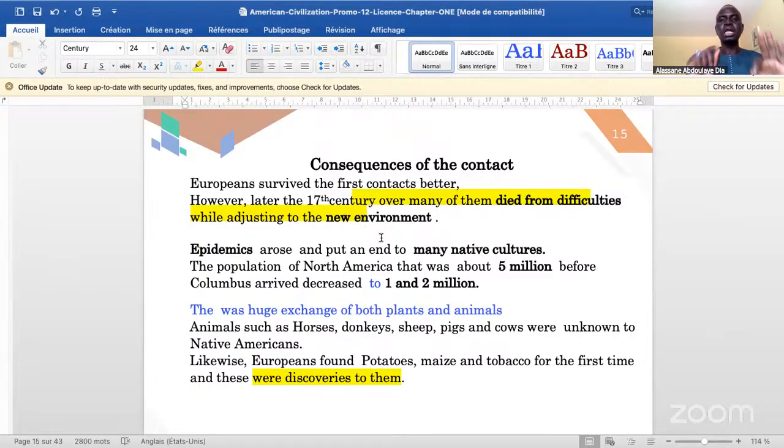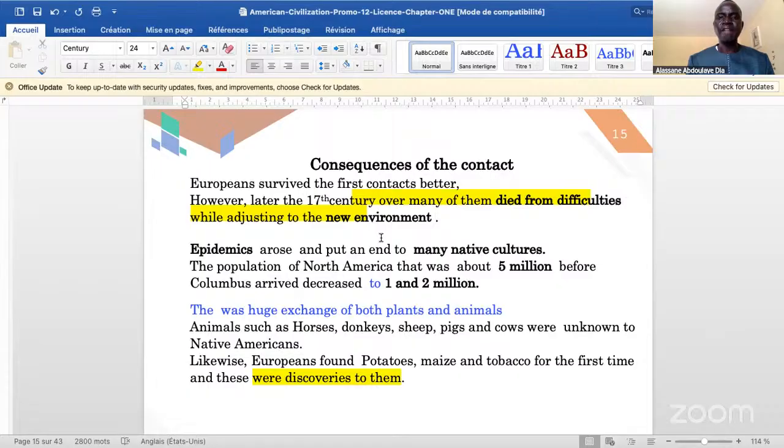So what are the consequences of the contact? What are the consequences of these voyages? Now, understand that Europeans have started going to the New World. They have started going to America.